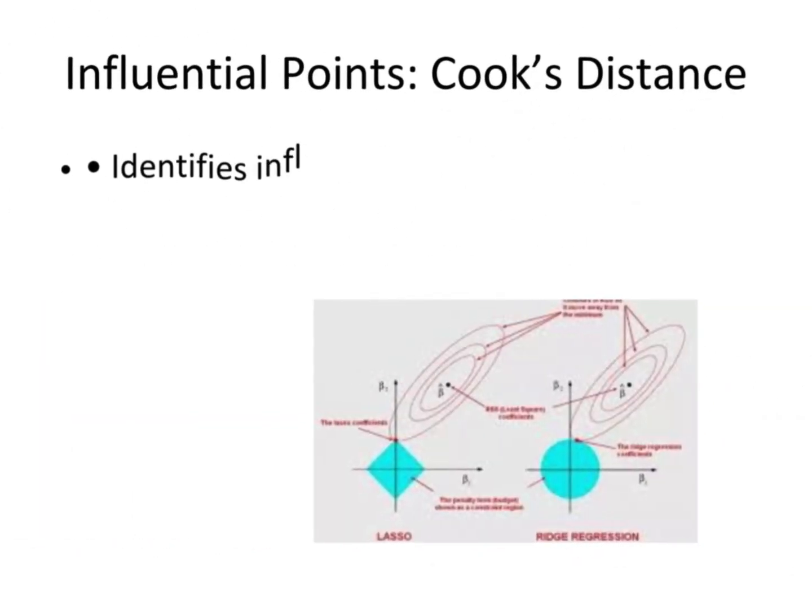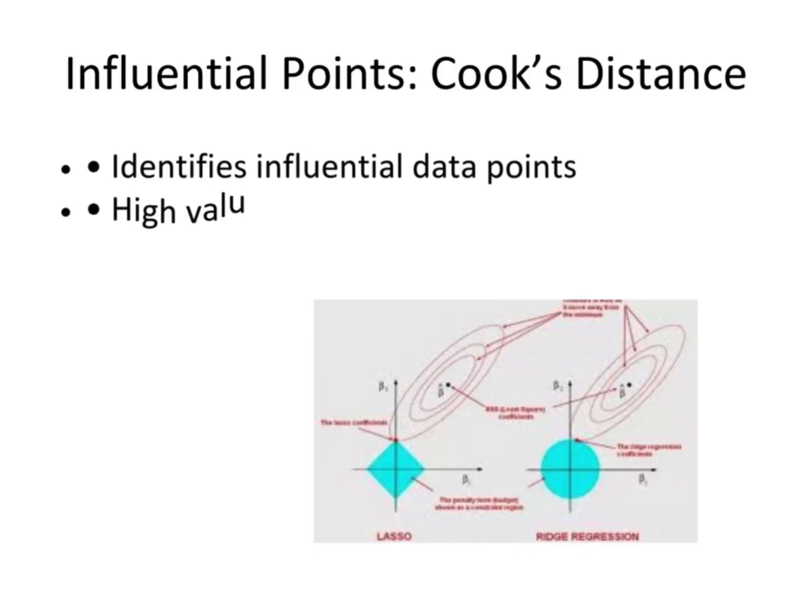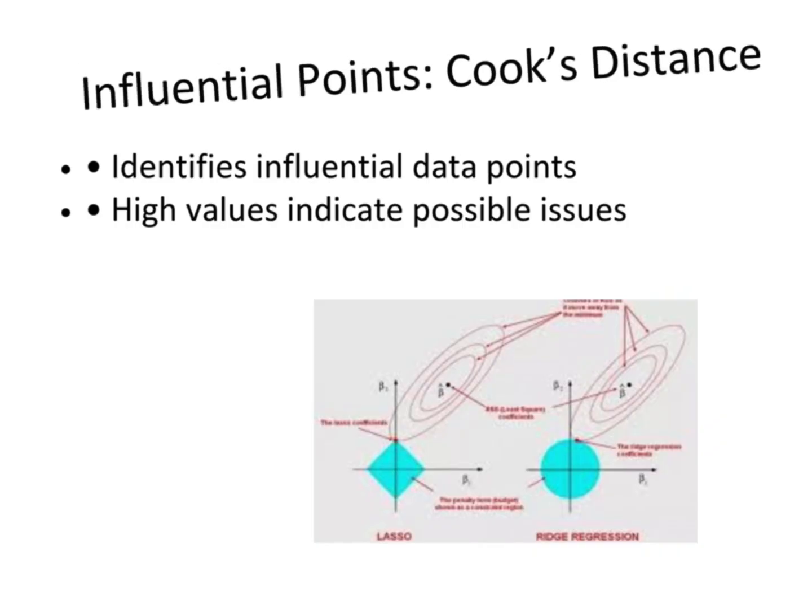Influential observations are data points that can disproportionately affect the model. Cook's distance is a diagnostic measure used to identify such points. Large spikes in the Cook's distance plot indicate potential influence. It is important to examine these observations to determine whether they represent data entry errors, special cases, or genuine extreme behavior. Handling influential points appropriately improves model stability.